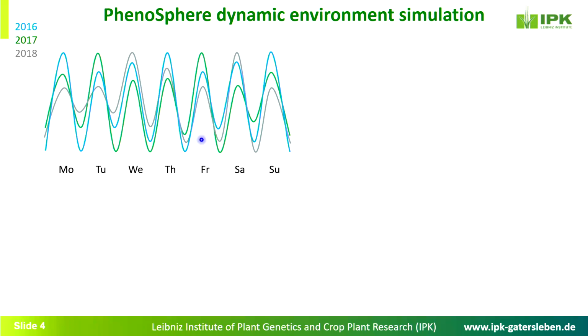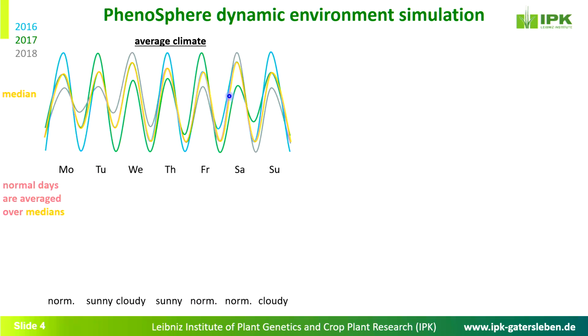So for the first simulation, we calculated the daily median. So if, for example, in this case, 2017 would contribute its day on the Monday, on a Tuesday, we would take the day from 2016 and so on for a certain week. And now we would take those median days with the highest temperature profile and say they are sunny days, take those with the lowest temperature profile and use them as cloudy days.